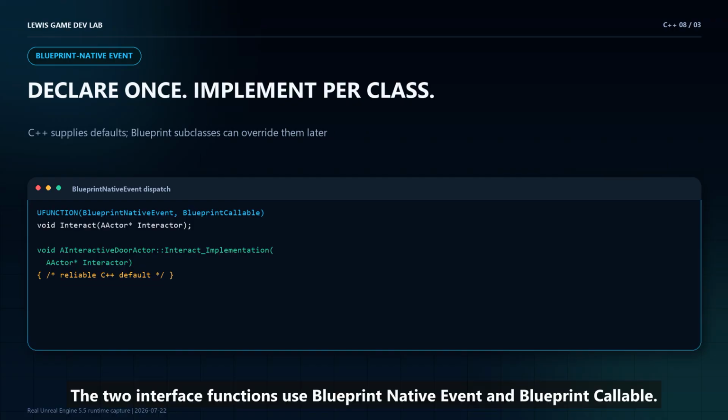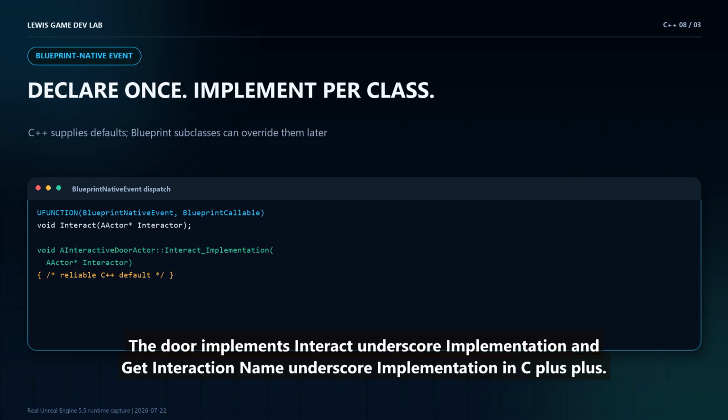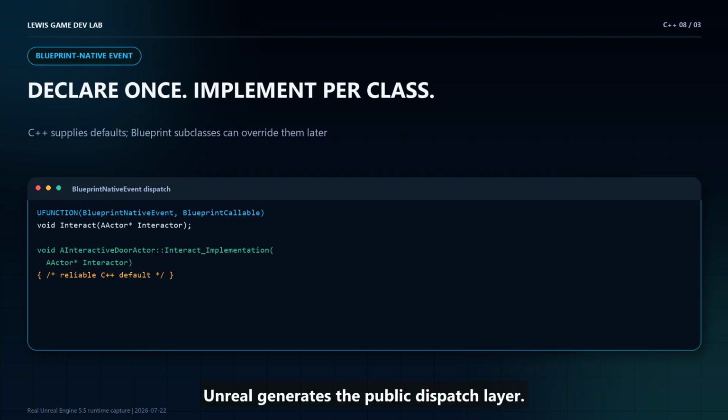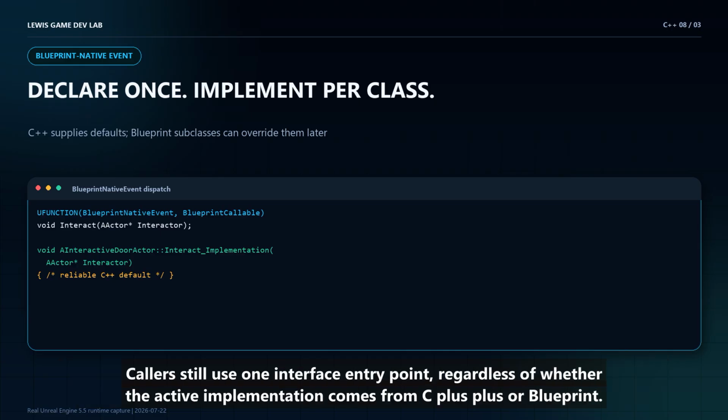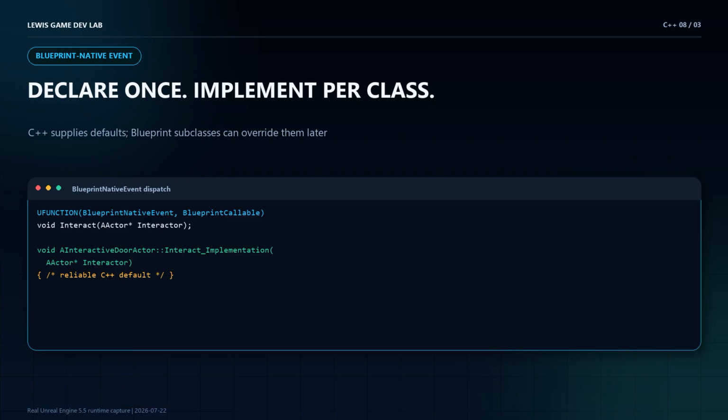The two interface functions use BlueprintNativeEvent and BlueprintCallable. The door implements Interact_Implementation and GetInteractionName_Implementation in C++. Unreal generates the public dispatch layer. BlueprintNativeEvent is useful when C++ should provide reliable default behavior while compatible Blueprint classes retain the option to override it. Callers still use one interface entry point, regardless of whether the active implementation comes from C++ or Blueprint.